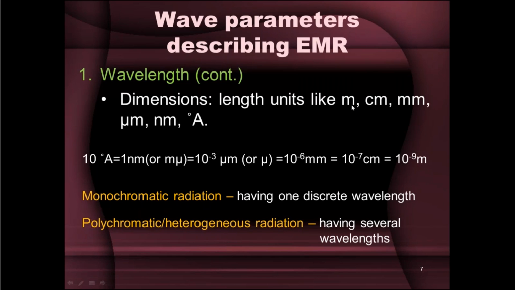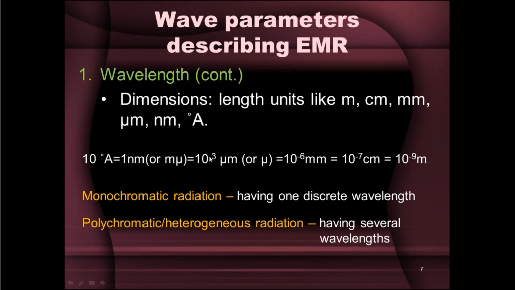So you can have units like meter, centimeter, millimeter, micrometer, nanometer, and angstrom. What's the relation between all these units? Angstrom is the smallest unit, meter being the largest unit. So 10 angstrom equals 1 nanometer. 1 nanometer is also called millimicron. Some books you may see it as millimicrons, some books you may see it as nanometer. More commonly used is the nanometer, but the other is also used and there's nothing wrong in using it.